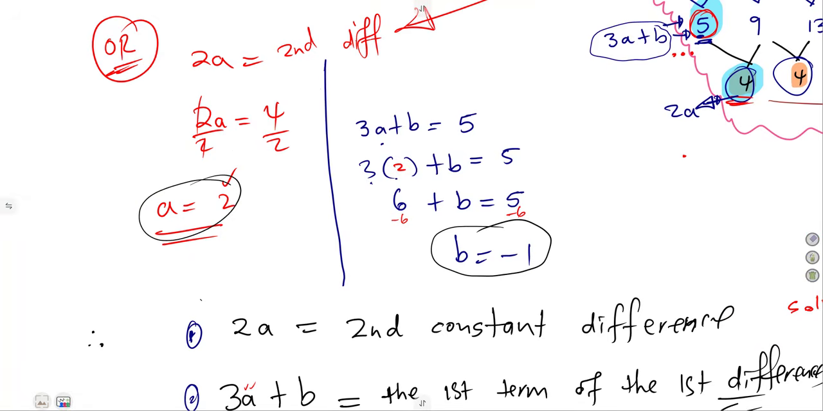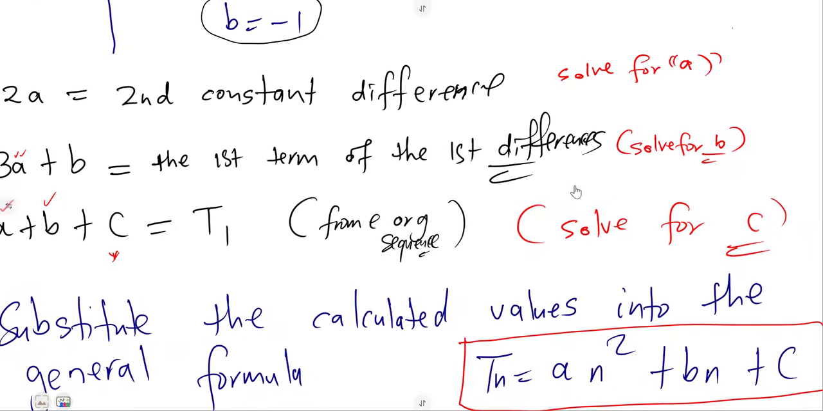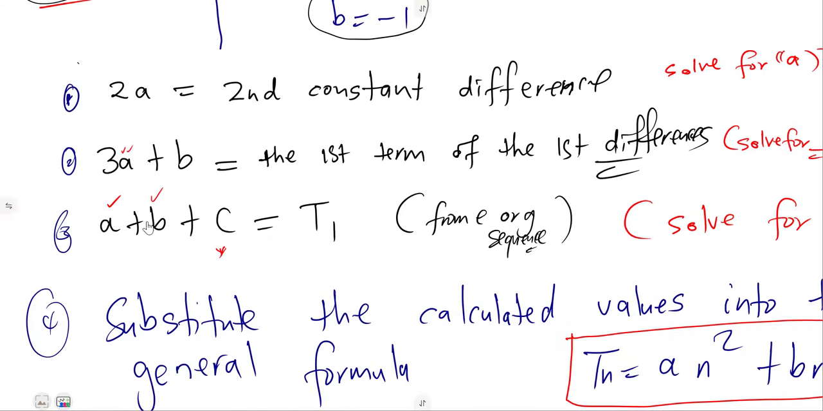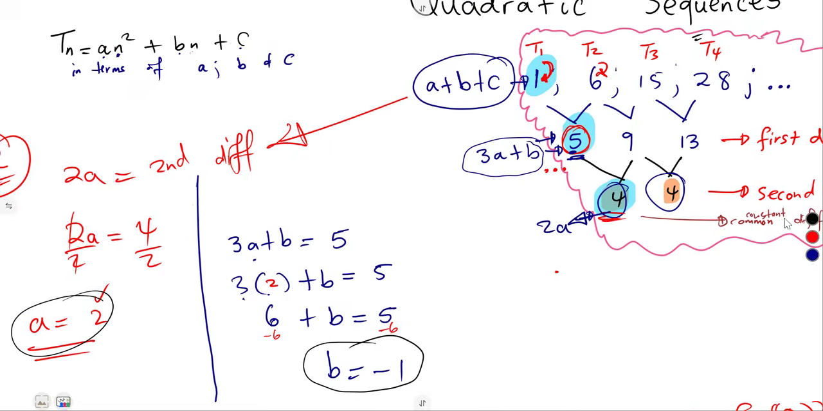The last part is to calculate the value of c, to solve for c by taking what? a plus b plus c being equal to t1 from our original sequence. Our t1 is 1 here. So you take this as it is: a plus b plus c equal to what? To our t1, our first term. And what is our t1? That is 1.